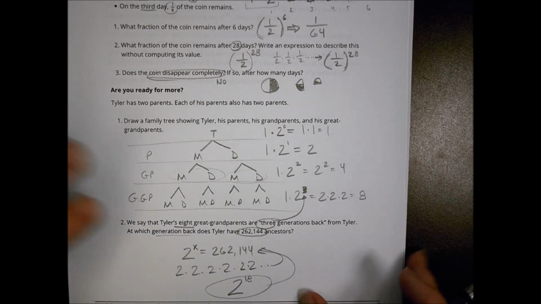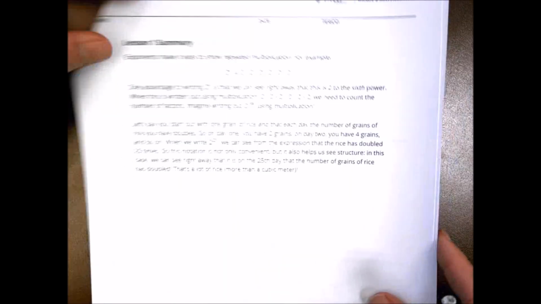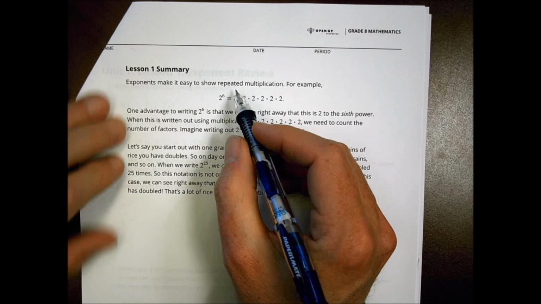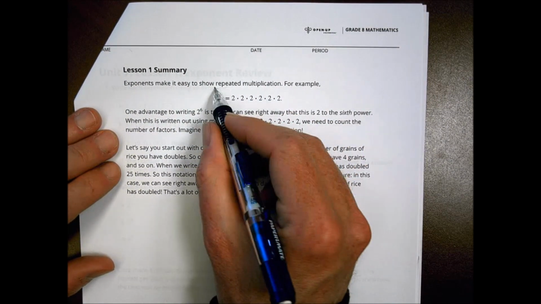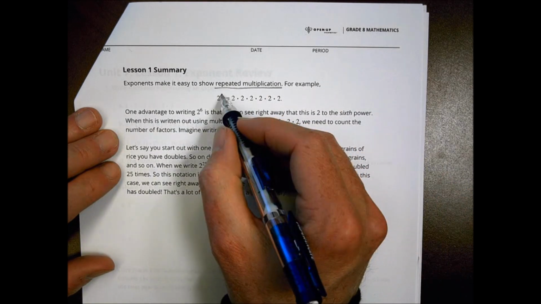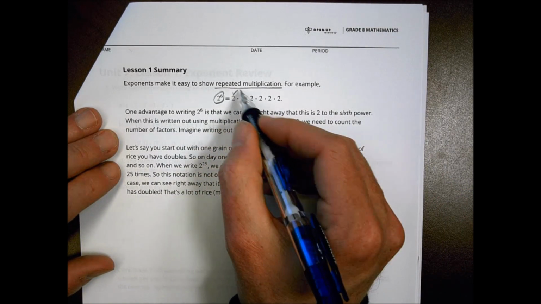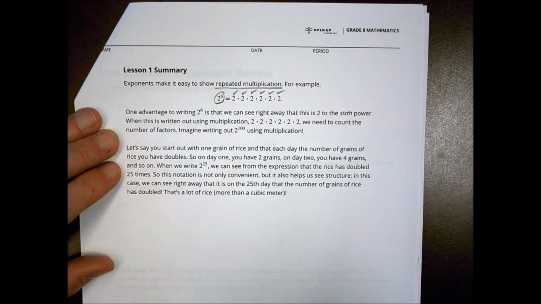All right, so that is some basics of what today's lesson was about, just reviewing exponents there. And again, exponents make it easy to show repeated multiplication. And that's what we're saying here. When it's 2 to the 6th power, we're multiplying 2 by itself 6 times.